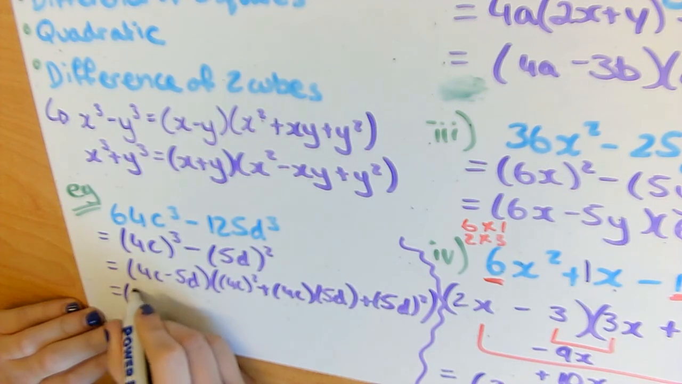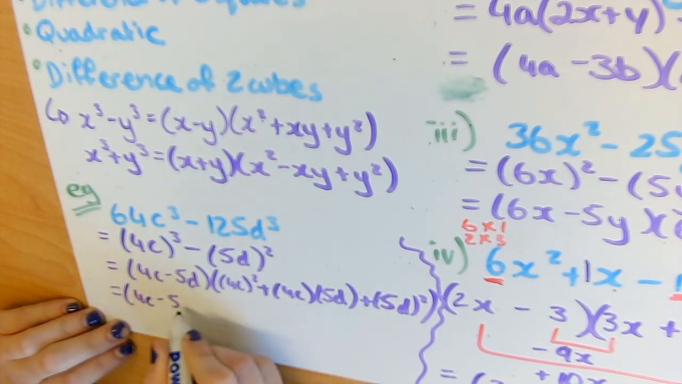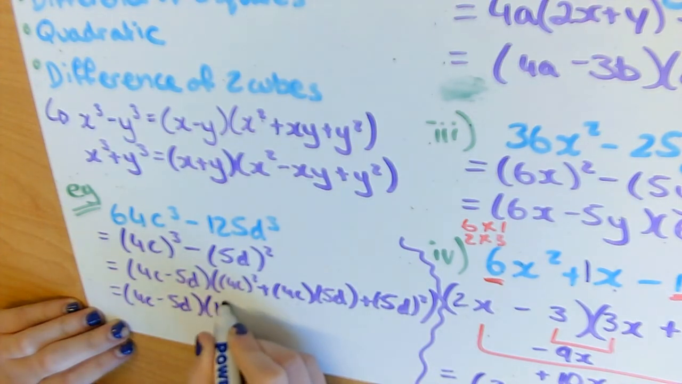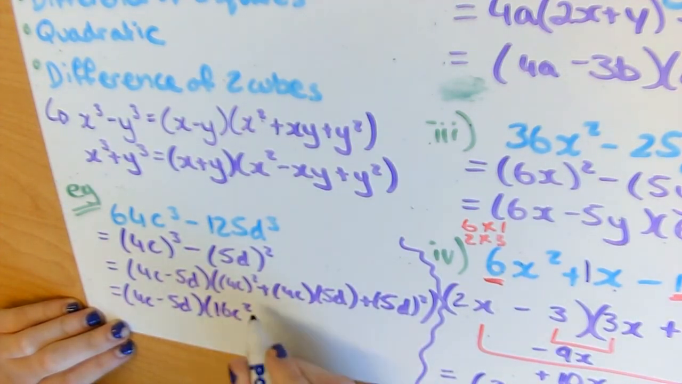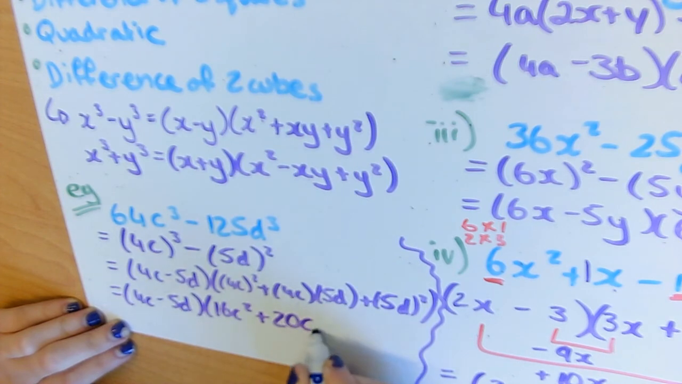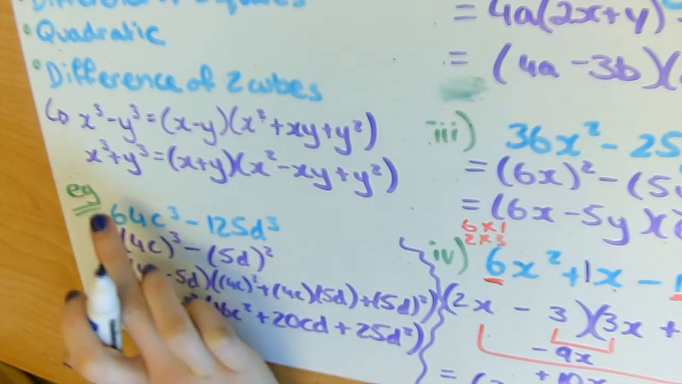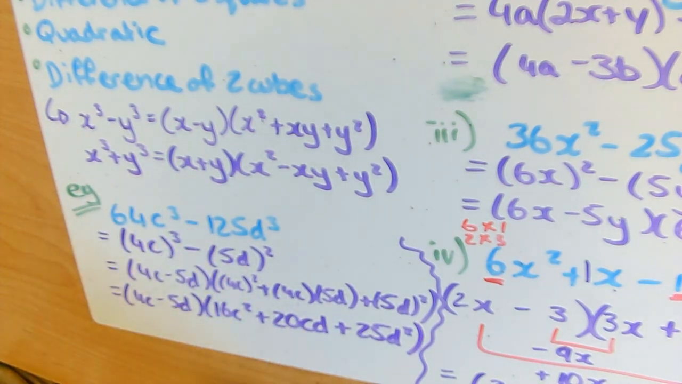That means my first bracket stays 4c minus 5d. 4c to be squared gives me 16c squared. 4c by 5d gives me 20cd. And 5d squared gives me 25d squared. And that's, guys, how we use difference of two cubes. The only difference is if there was a plus in between, we would need to use the plus formula. Okay?